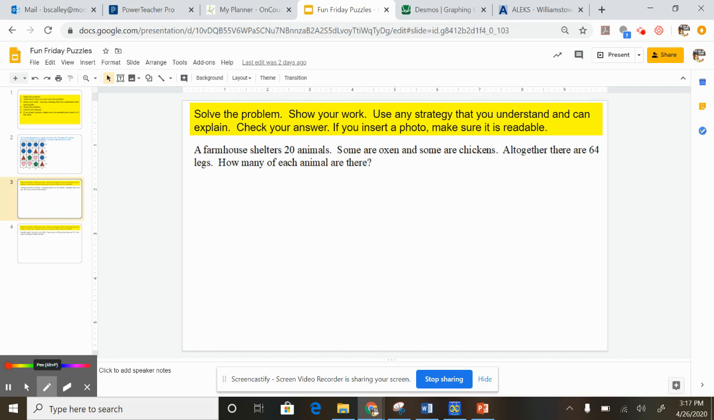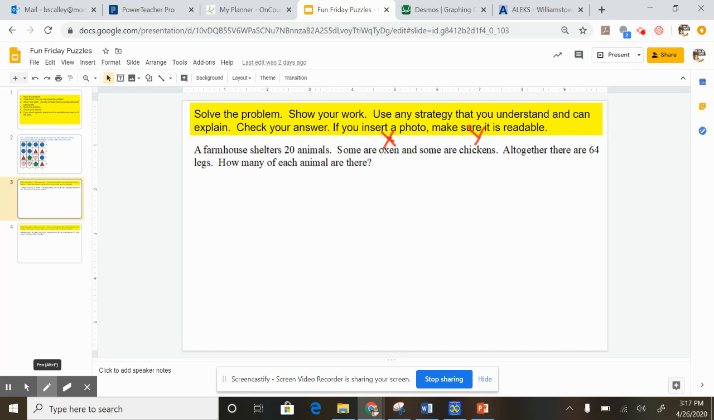So it says a farmhouse shelters 20 animals. Some are oxen and some are chickens. So I'm going to go ahead right now and say the oxen are X and the chickens are Y. Altogether, there are 64 legs. How many of each animal are there?